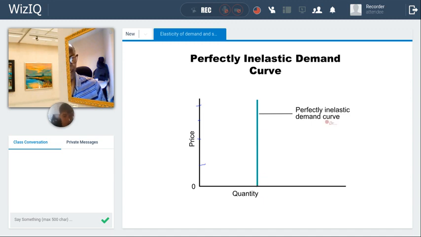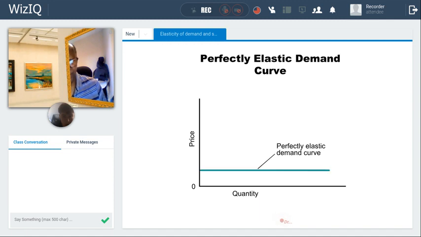Okay, and then let's go to the next one. So this is the perfectly elastic demand curve. So the same price, but you can supply all the quantities you need, no matter how much you're going to buy. You're going to buy at the same price.